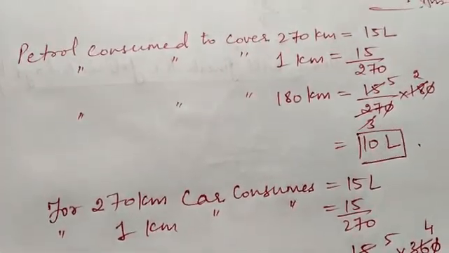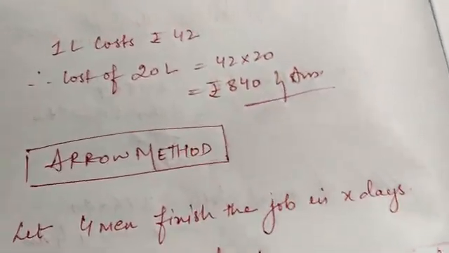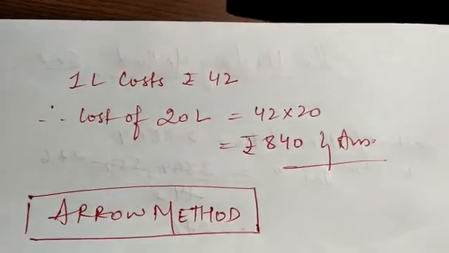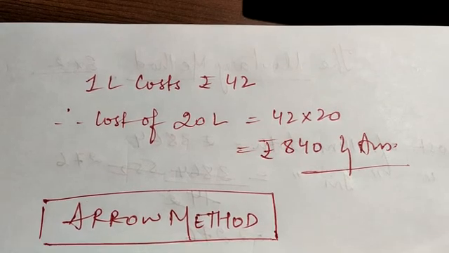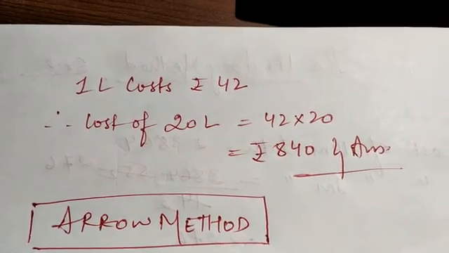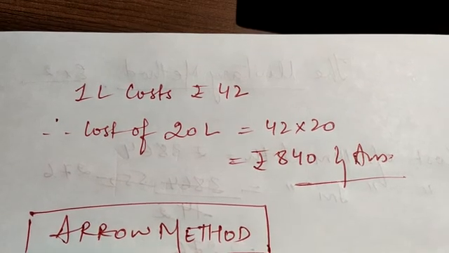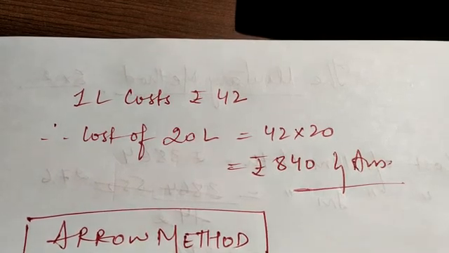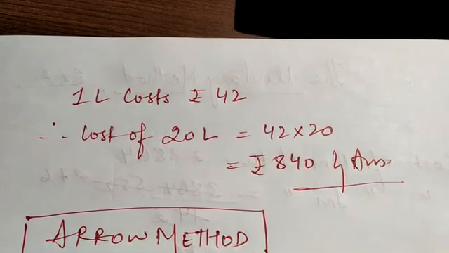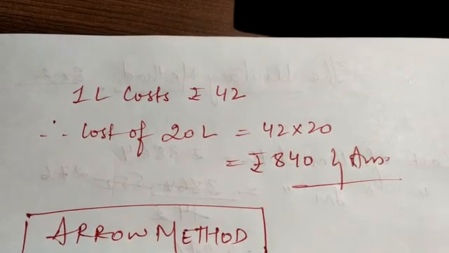So now you have to find out how much money this 20 liter petrol will cost. It was given in the question that 1 liter cost is rupees 42. So how much will the cost of 20 liter be? 42 multiplied by 20, that is 840. So this is the expenditure which a dealer has to spend to cover 360 kilometer for 20 liter of the petrol. I hope class it is understood.